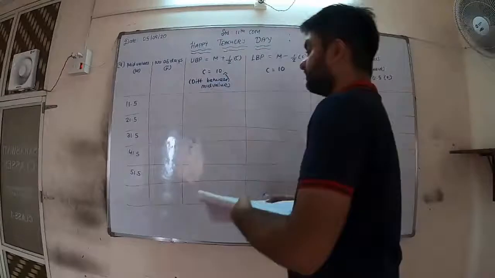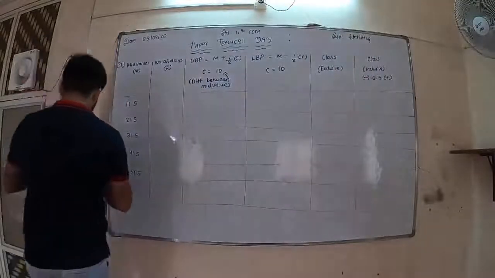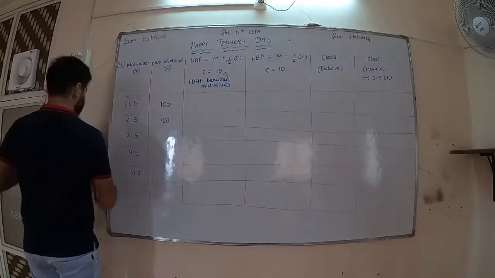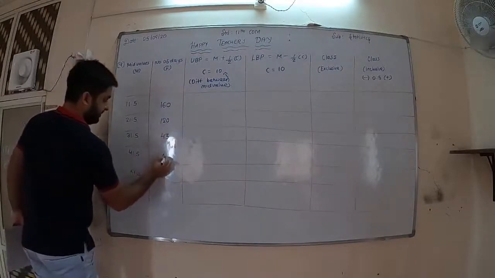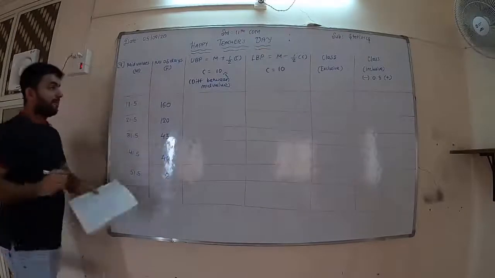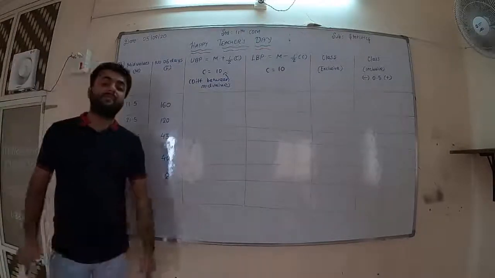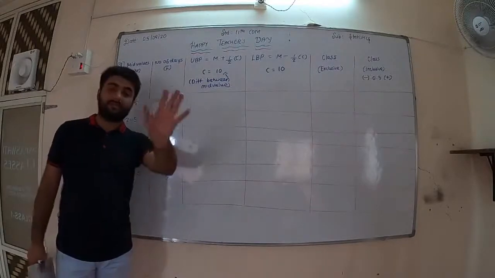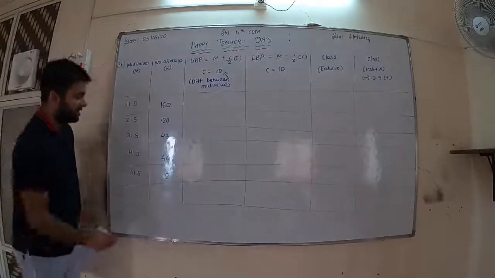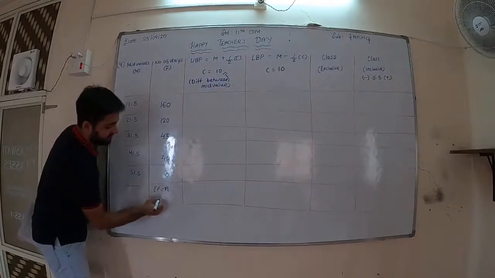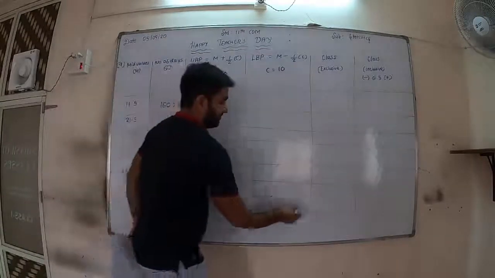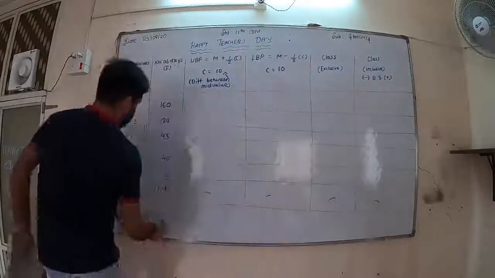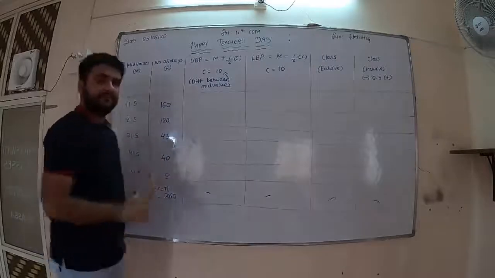Now the data: 160, 120, 43, 40 and 2. Don't confuse with the frequency. Sometimes you may think that going from the highest value to the lowest value this is a more than type distribution. No, this is not a more than type distribution. Sometimes we get confused, but nothing is mentioned about that, so don't take tension. Yes, total is 365. Total is given, so don't get confused.